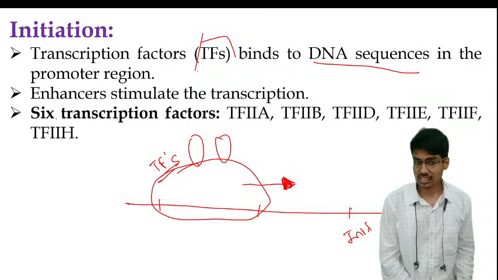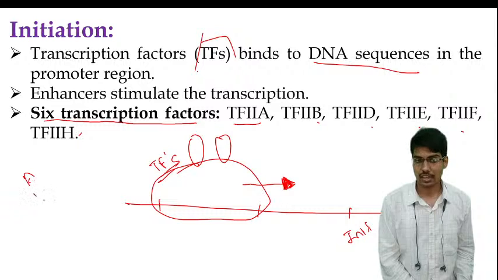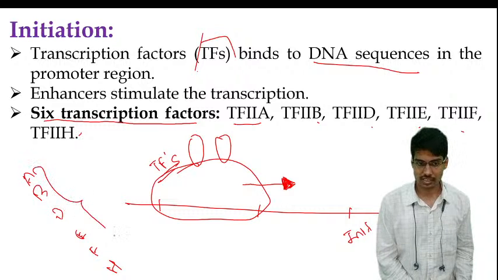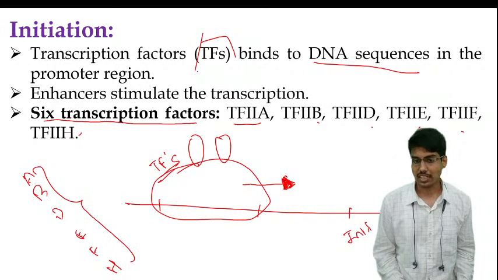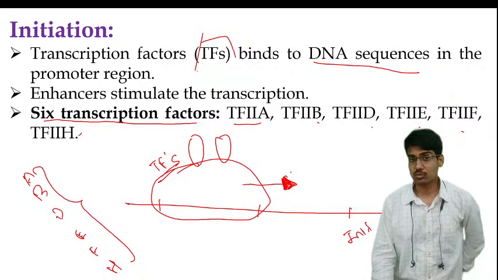There are 6 transcription factors which are doing this. These are called TF2A, B, D, E, F, and H. Okay, A, B, D, E, F, and H. The 6 transcription factors are activating or initiating this entire transcription. So this is what we know.